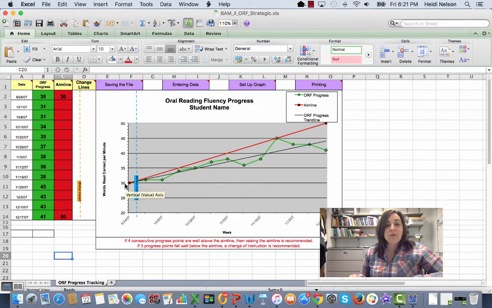And this line here between the 30 and the 50 is called the aim line. It shows the ideal progress for this student. If they're staying on track during the 10 weeks, this aim line will show the progress that they should be making. If they're below the aim line, then we know that we need to change our instruction to help the student to catch up to the aim line. If they're above the aim line, they're making so much progress that we probably need to increase the difficulty of the assignment.